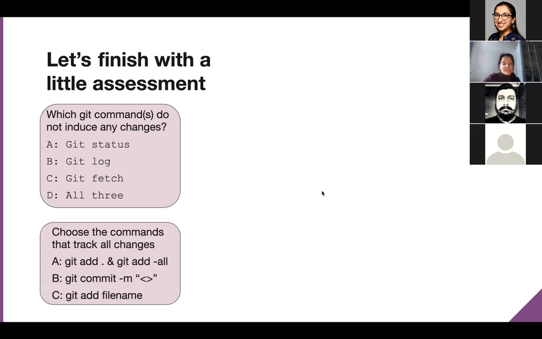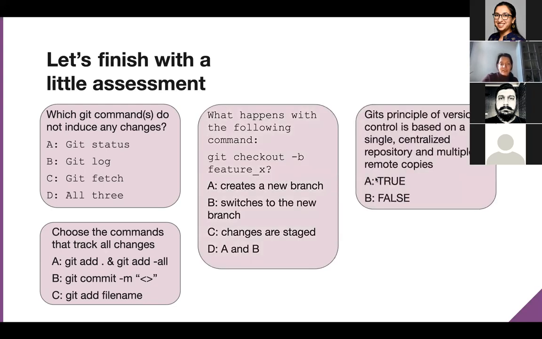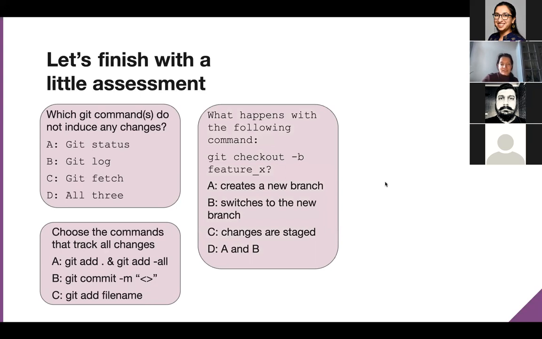Choose the commands that track all changes. A, git add dot, git add, this is actually minus minus all. B, git commit minus m and then a message, or git add file name. And I have to maybe specify, so track all changes in your working directory. Yes, and I can see everyone answered A. That's the right one. Oh, a bug in my visualizations here.